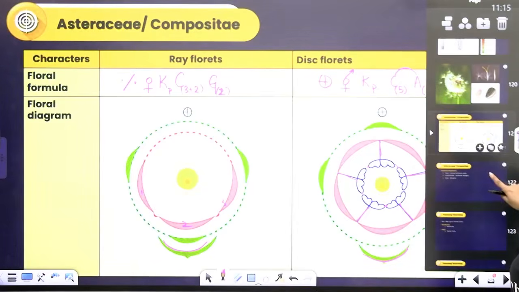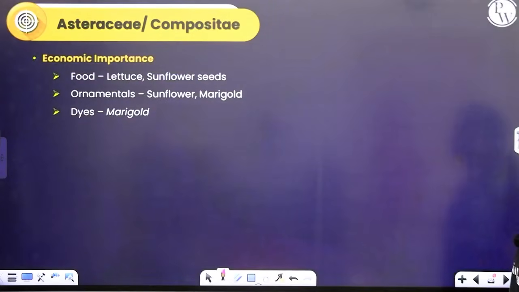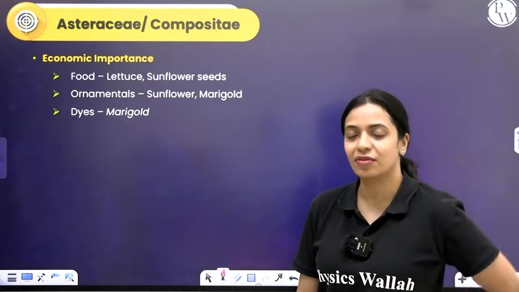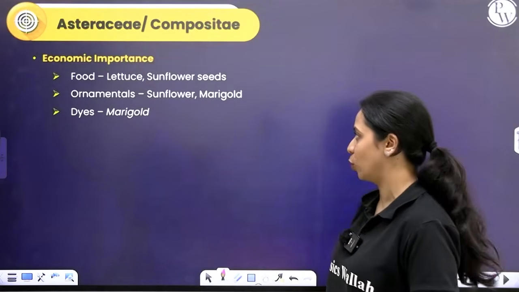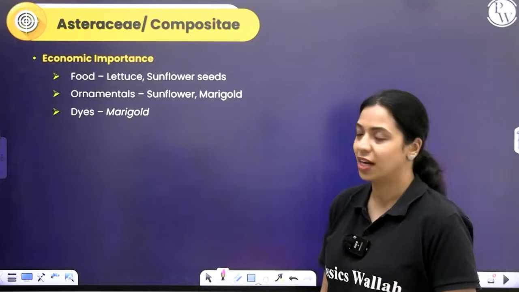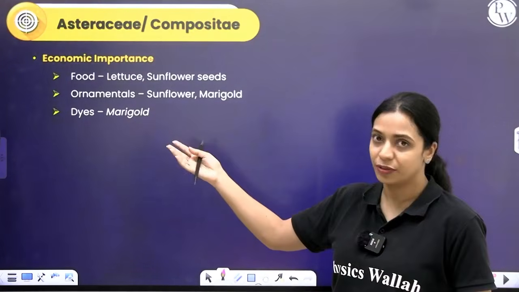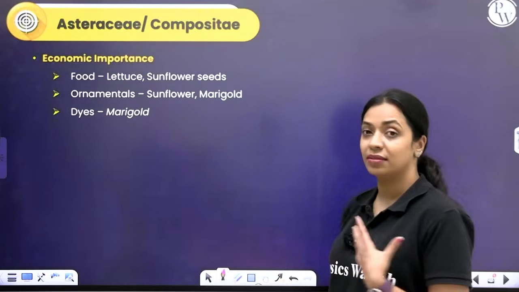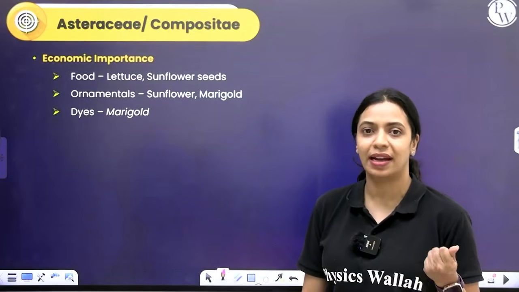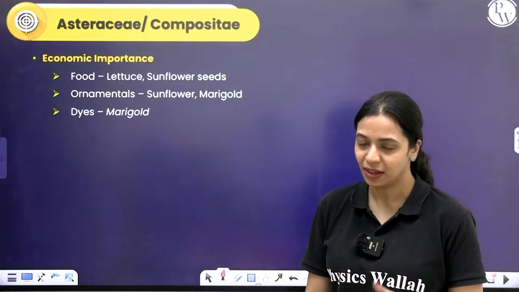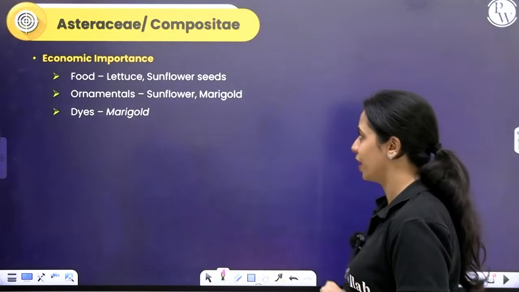Now, let's move on and talk about the economic importance of sunflowers. We have many ornamental plants like sunflower, marigold, chrysanthemum and all of that. Food that we obtain, lettuce, sunflower seeds, all of that is from this family, and then we get many dyes also, like from the marigold flower, yellowish orange color dye is obtained. So these are some economic importance.